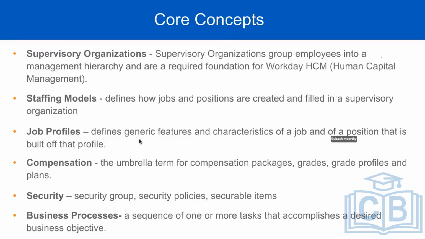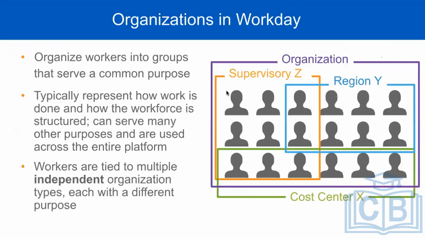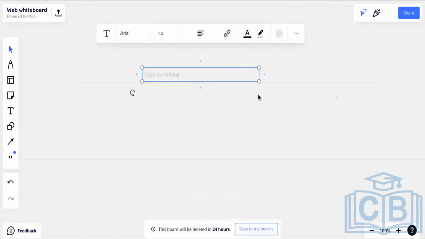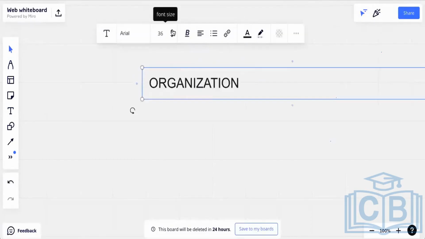Continuing with the core concepts here, the very first and most important one is organizations. I know it says supervisory organizations, but I'd like you guys to please make a note which only says organizations as a core concept. Put it in bold, put it in caps: ORGANIZATIONS. And then pull a few arrows out of that. I can help you with that. Just type in organization. Make a note of this.